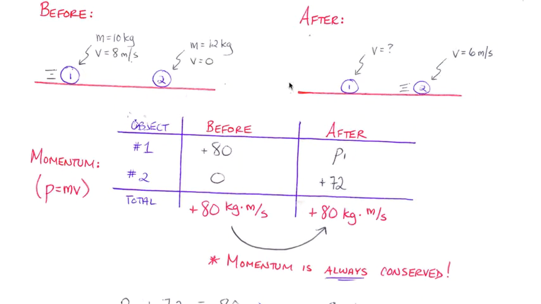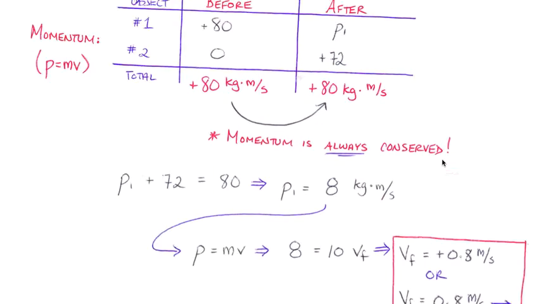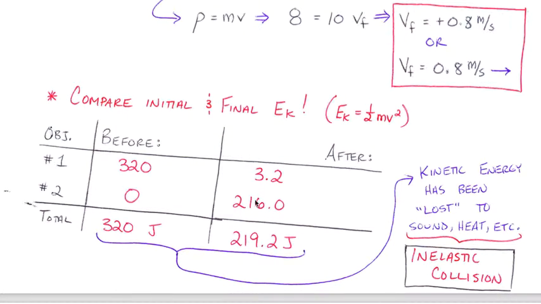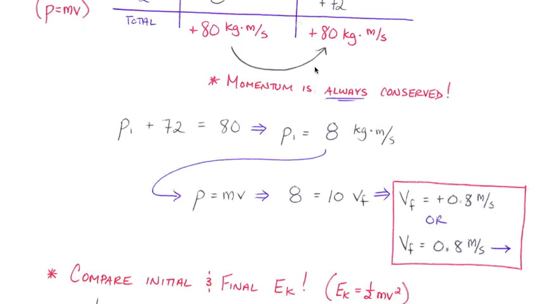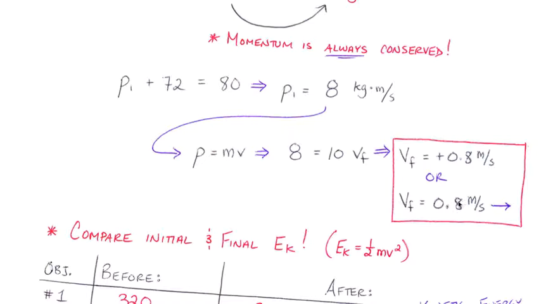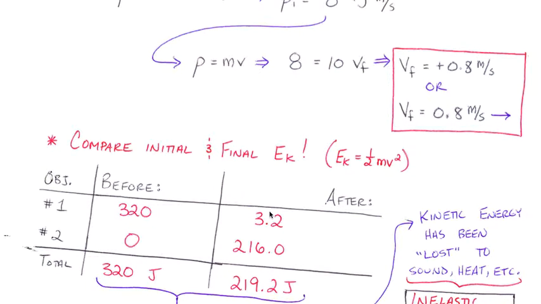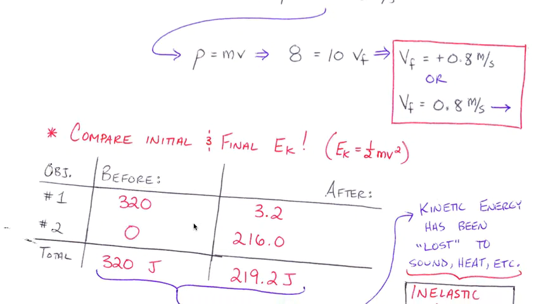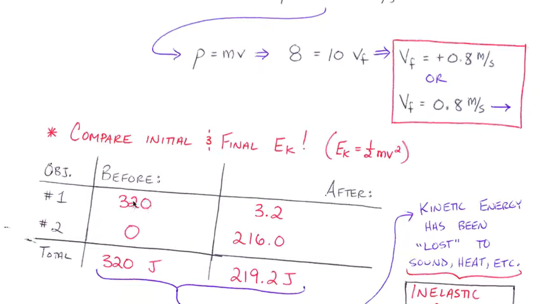I will go and do the same thing for the second one. Afterwards, 1 half times 12, which is the mass, times 6 squared, which is the velocity. That gives me my final kinetic energy for the second object. And 1 half times the mass of 10 times the velocity of 0.8 squared will give me the kinetic energy of object 1 afterwards. So all I've done is calculated the kinetic energy of both objects before and both objects afterwards using all the information that I found, and then I just total those up.